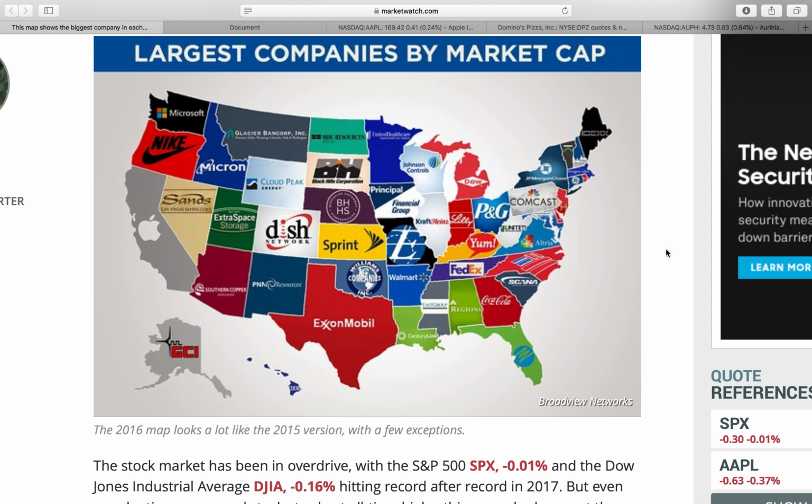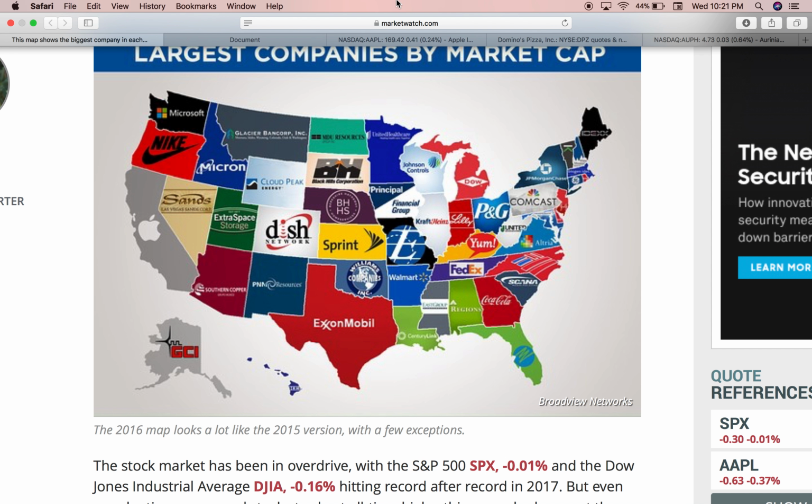So simply put, a market cap is the price of a company. So say price of Apple, we'll say here is approximately 170 last time I looked at it, times the number of shares that are outstanding. And that will give you the market cap.